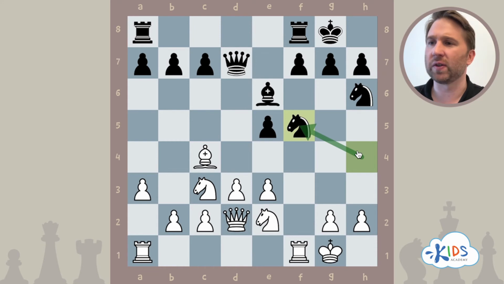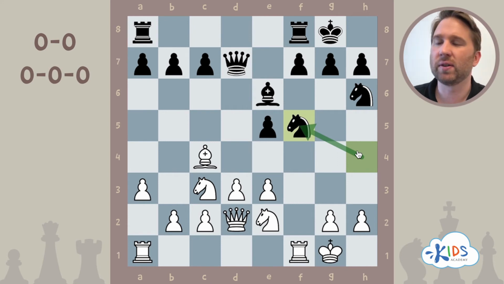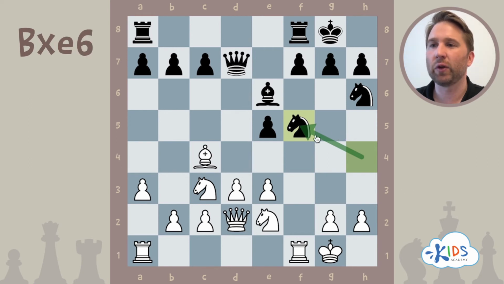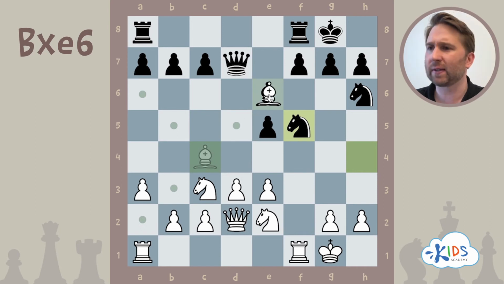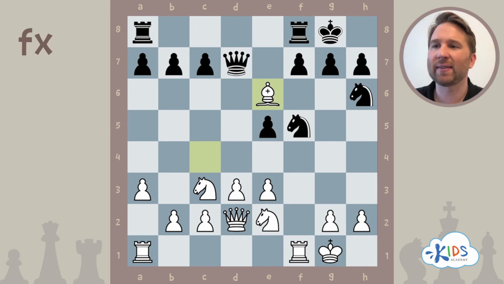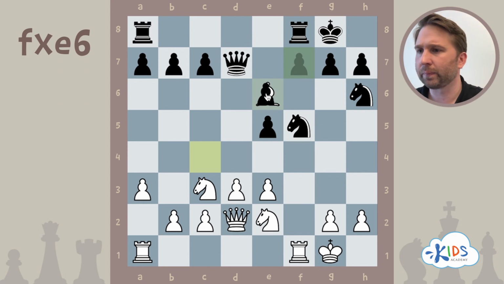Everything else is pretty much the same. Castling is still 0-0 for a kingside castle, or 0-0-0 for a queenside castle. We still use the letter x in abbreviated notation to denote a capture. For example, this would be Bxe6. You can see it right here, and that tells us that the bishop captured something on the e6 square. If the pawn were to capture back, we would write this as fxe6. The f pawn did a capture on e6.